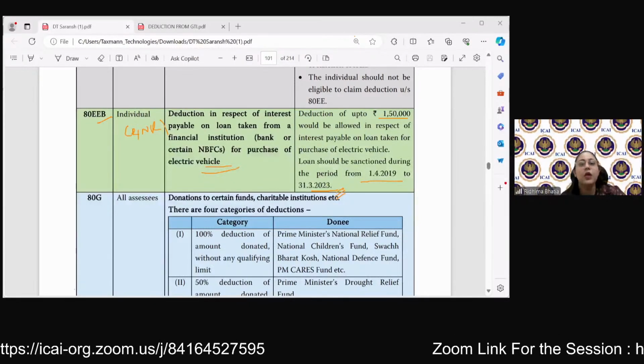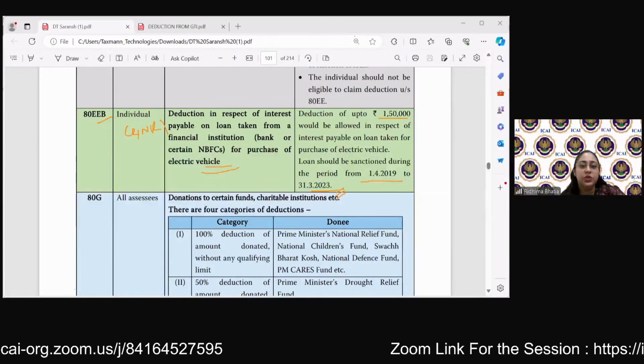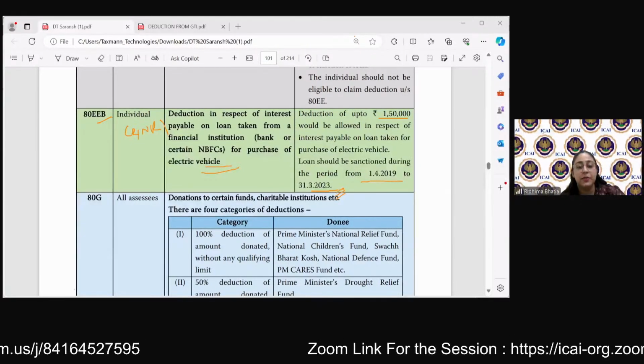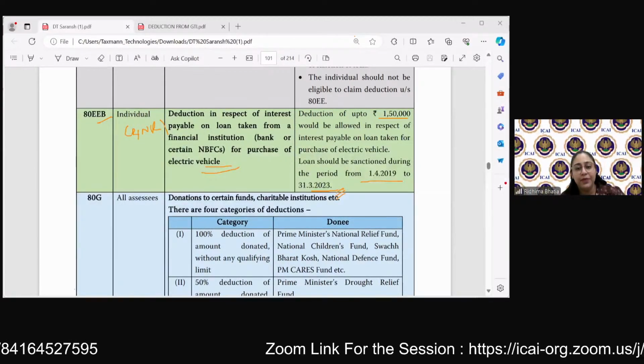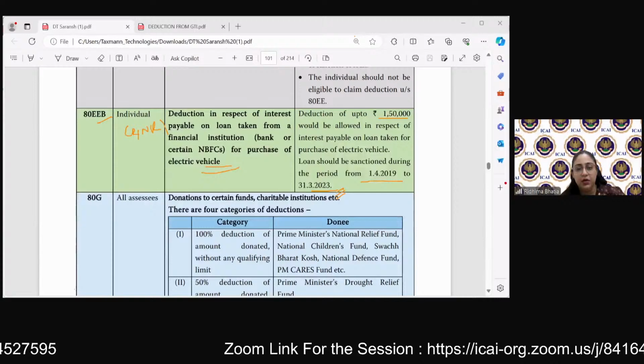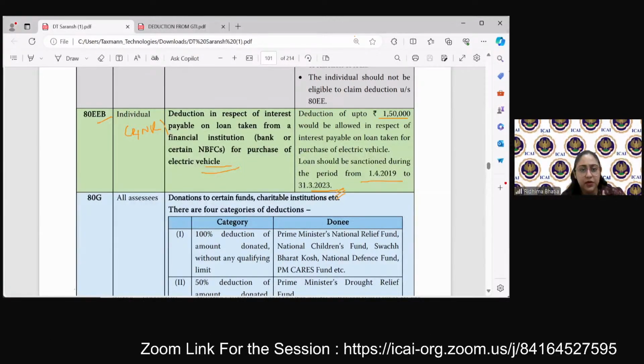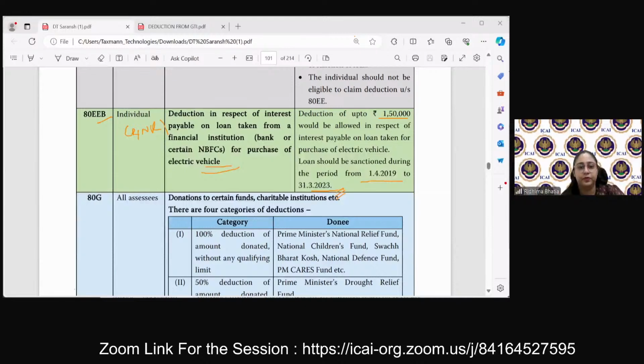Okay. Now we move to another segment, which is regarding the deductions in respect of donations. See, till now, first of all, what was happening? We were only talking about, I hope the screen is visible, right? Yeah.